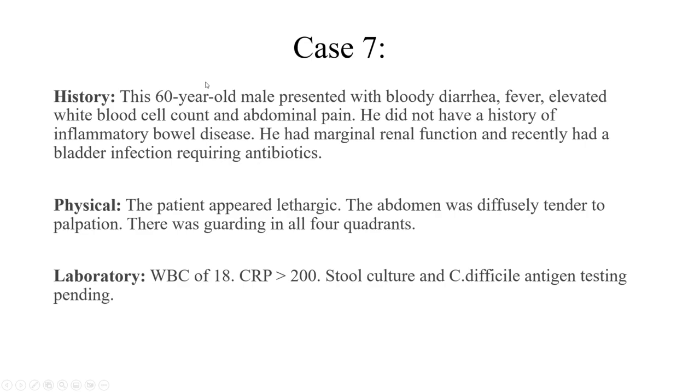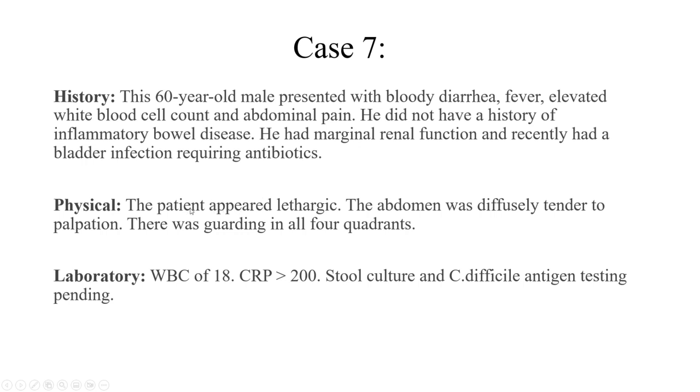Case 7 is a 60-year-old gentleman who presented with bloody diarrhea, fever, elevated white count, and abdominal pain. He did not have a history of IBD. He had marginal renal function and recently had a bladder infection requiring the use of antibiotics.